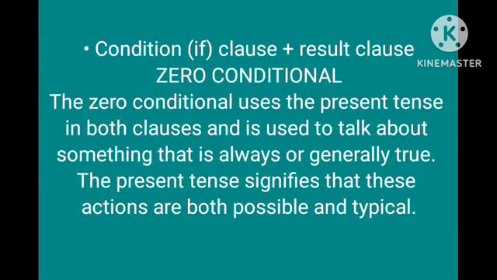Zero conditional. What does it mean when you say zero conditional? Zero conditional uses the present tense in both clauses and is used to talk about something that is always or generally true. In zero conditional, we can use simple present in the if clause and simple present in the main clause. So it shows something always true.